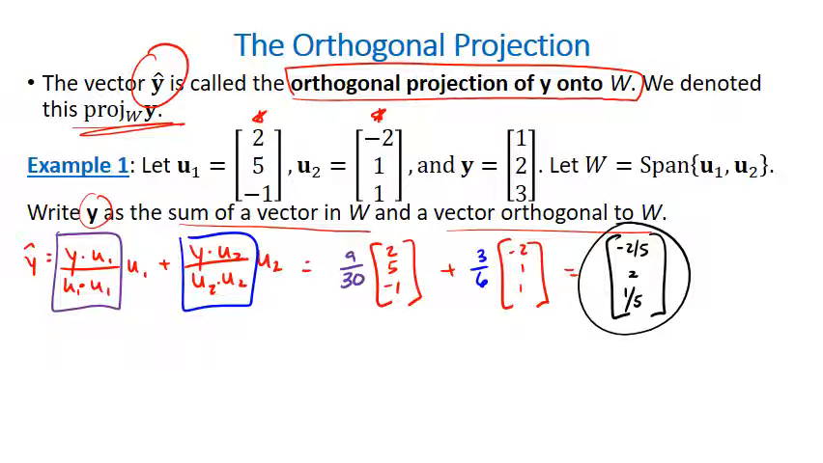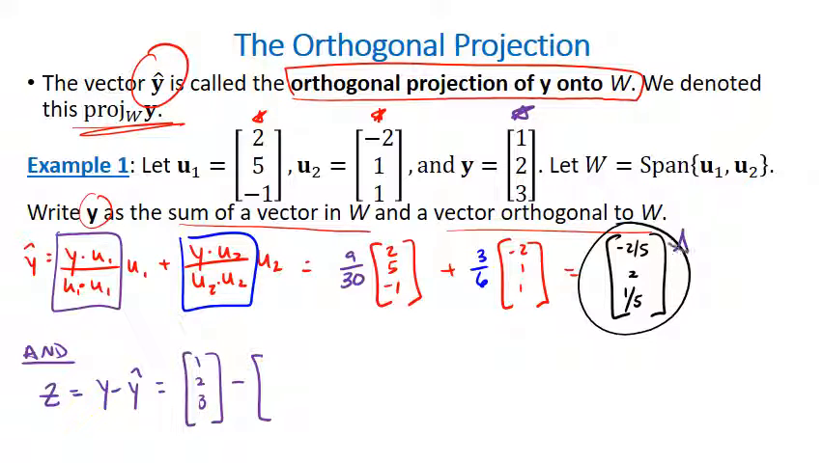And then if I want to find z, z is equal to y minus y hat. So we know vector y is 1, 2, 3, and we just found y hat here. If I subtract those, I get 7/5, 0, and 14/5.